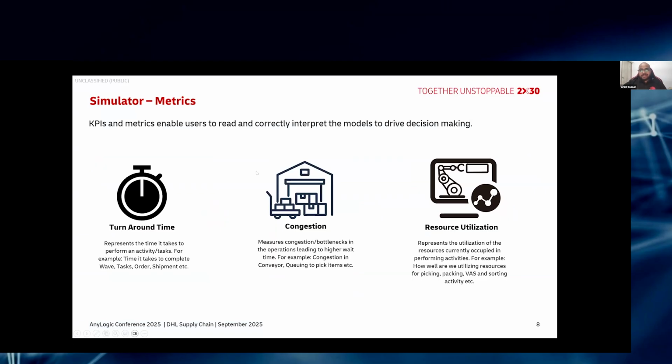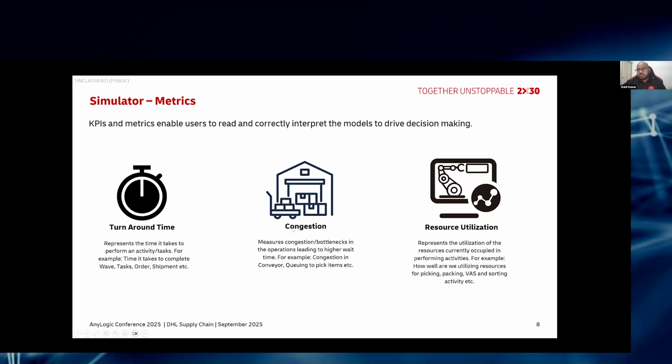So these are the top metrics that we are evaluating for all the processes. The first one is the turnaround time, because it will tell us all the details about the complete process. Let's say, for example, wave turnaround time, task, order, shipment. If there is any issue in any of these KPIs, then the user can quickly switch to the congestion metrics. He will understand what is the cause of this low or high turnaround time. If there is congestion, turnaround time will be high, so he can validate it using congestion.